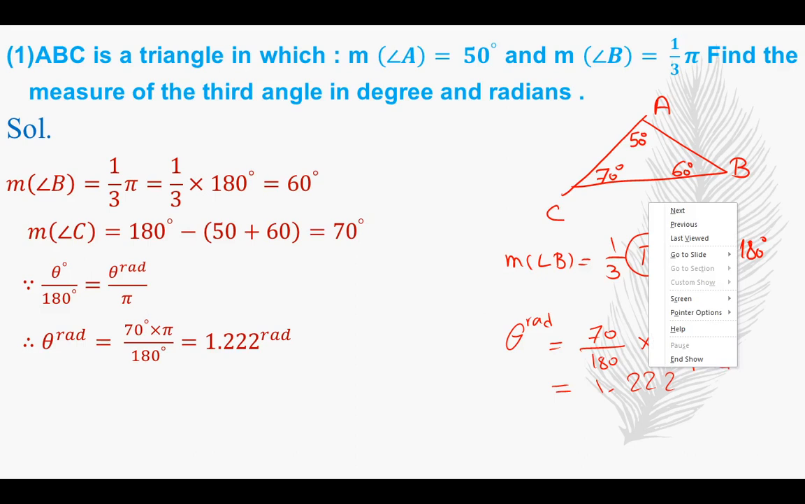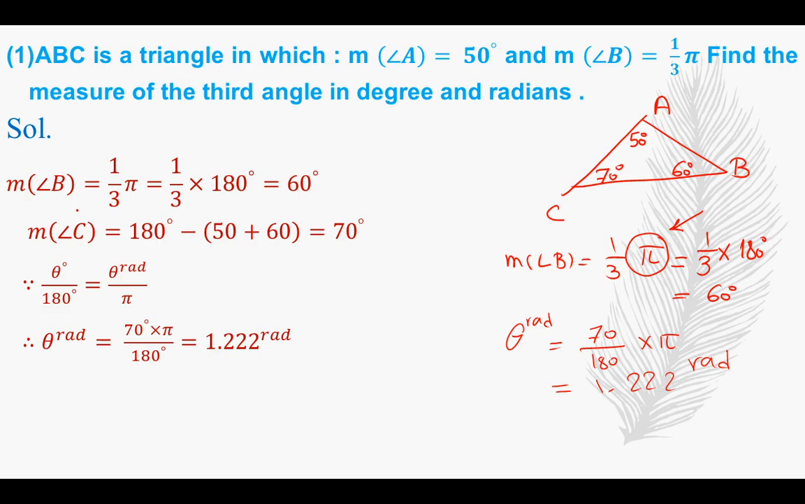Okay, again, measure of angle B equals 1 over 3 π. So we can replace π. This is the idea of this problem. We are going to replace π by 180, 1 over 3 multiplied by 180. So measure of angle B equals 60 degrees. Measure of angle C equals 180 minus 50 degrees plus 60 degrees. The result will be 70 degrees.